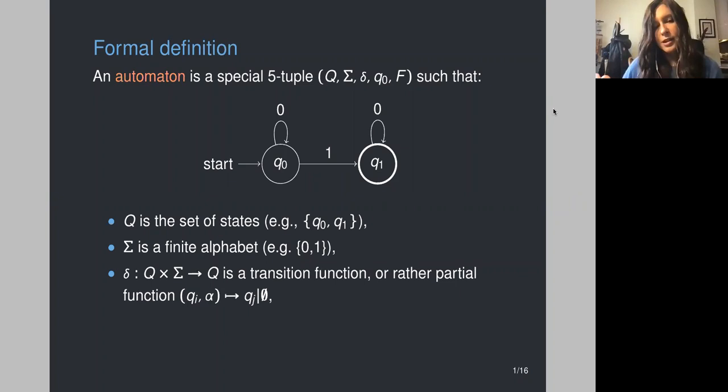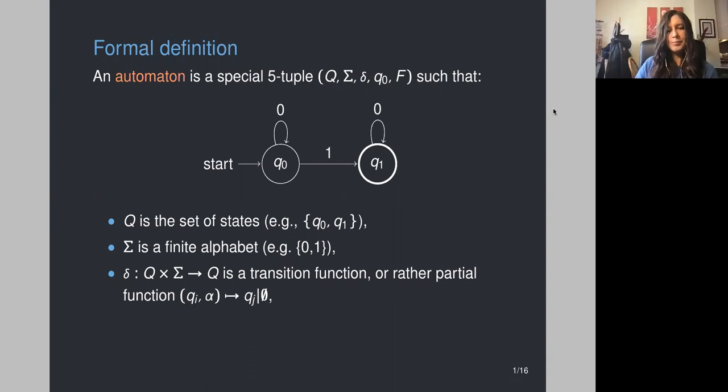Delta is the transition function. It goes from Q cross sigma to Q. Rather, it's a partial function in general, like it is in this diagram. So for each state and letter or symbol in your alphabet, delta tells you what state to go to, or it doesn't give an output. So it might just be a partial function and not have an output for a given state and symbol.